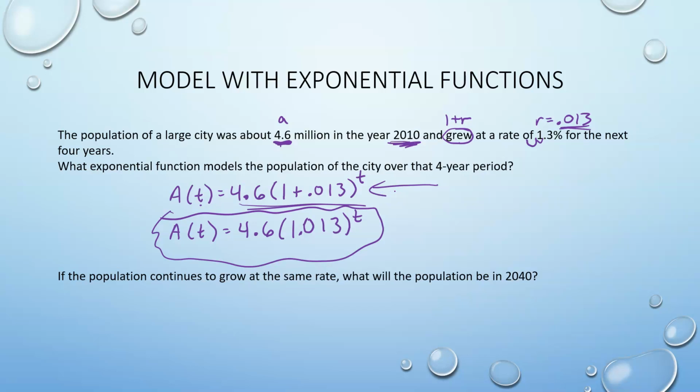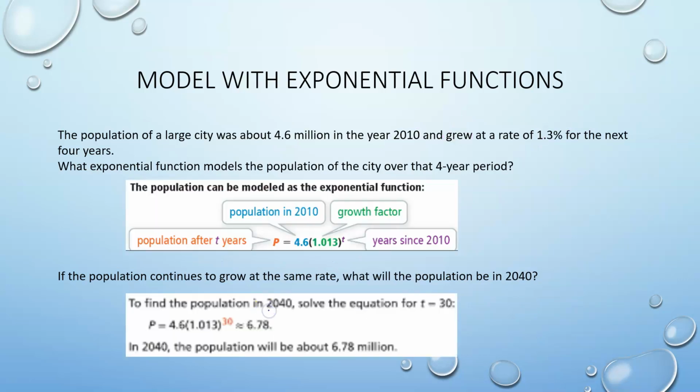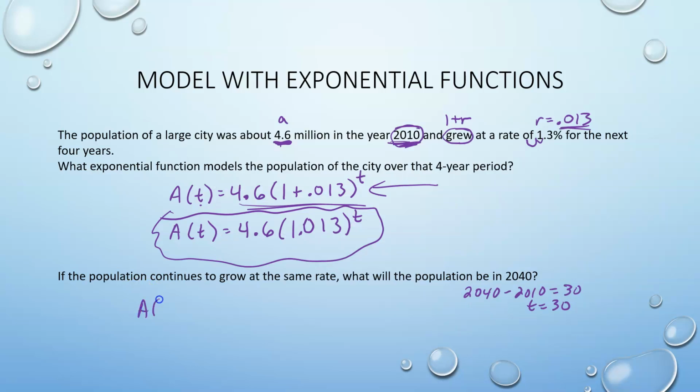All right, so once we have that, then we have to be able to use it to answer questions. It says, if the population continues to grow at the same rate, what will the population be in 2040? Now remember, we started in 2010, so we would have to take 2040 minus 2010, and I get 30. So we're actually going to figure out the answer when t equals 30. Okay, so in order to do that, I am going to go a of 30. Now we're just dealing with functions, 4.6 times 1.013 to the 30th power. I would type all that into my calculator in one shot, and I get about 6.78.